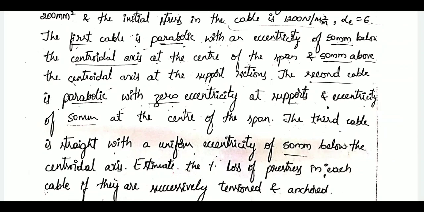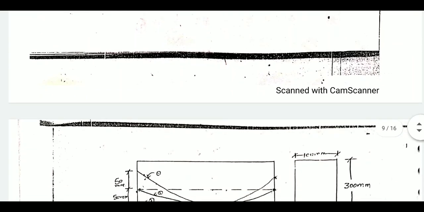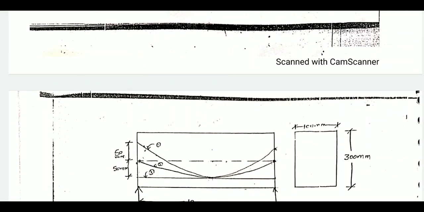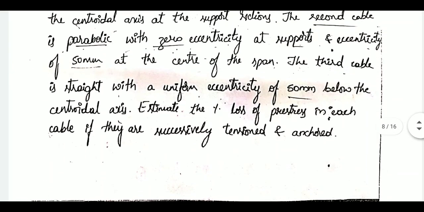That is, if you consider mid span, there we have eccentricity of 50 mm below the centroidal axis, and 50 mm above the centroidal axis at the support sections. So if you consider support, there we have 50 mm above the centroidal axis. So we have eccentricity at the support of 50 mm and at the mid span of 50 mm for first cable. Then come to second cable.